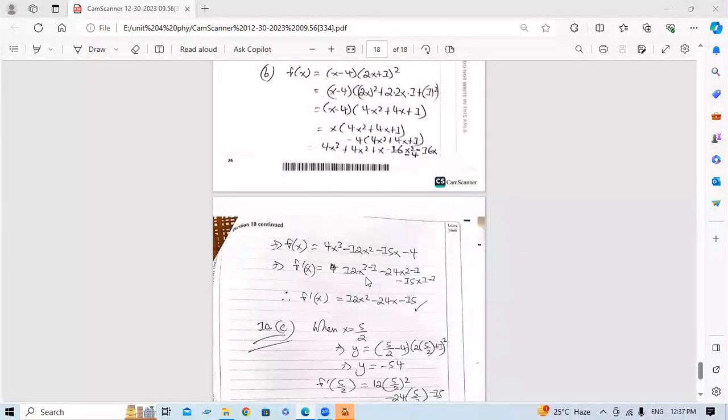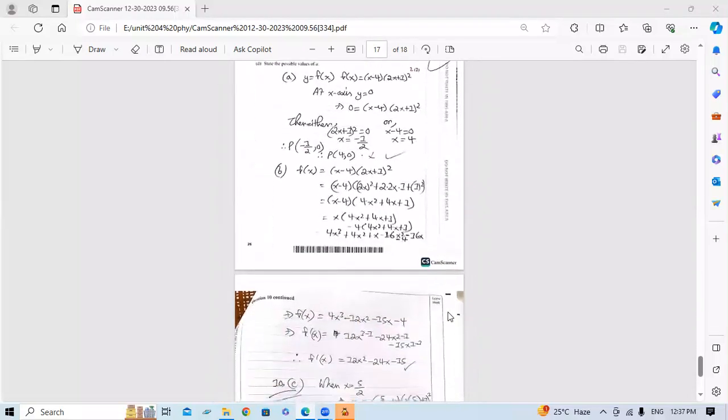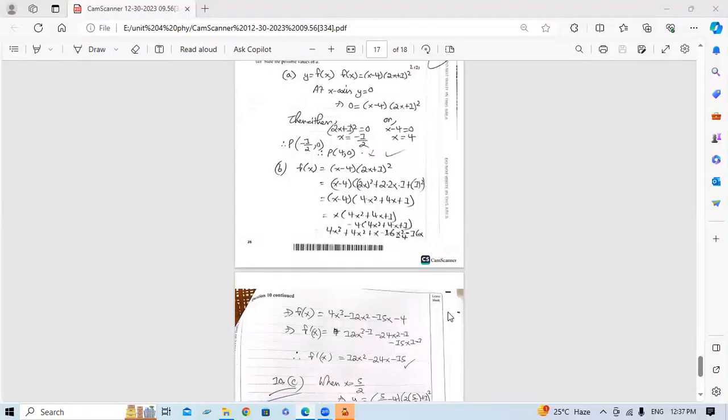When you differentiate f(x), we get 12x to the power 3 minus 1, minus 24x to the power 2 minus 1, minus 15x to the power 1 minus 1. And the main answer would be f prime x equals 12x squared minus 24x minus 15. You may take a screenshot of A and B of question number 10.